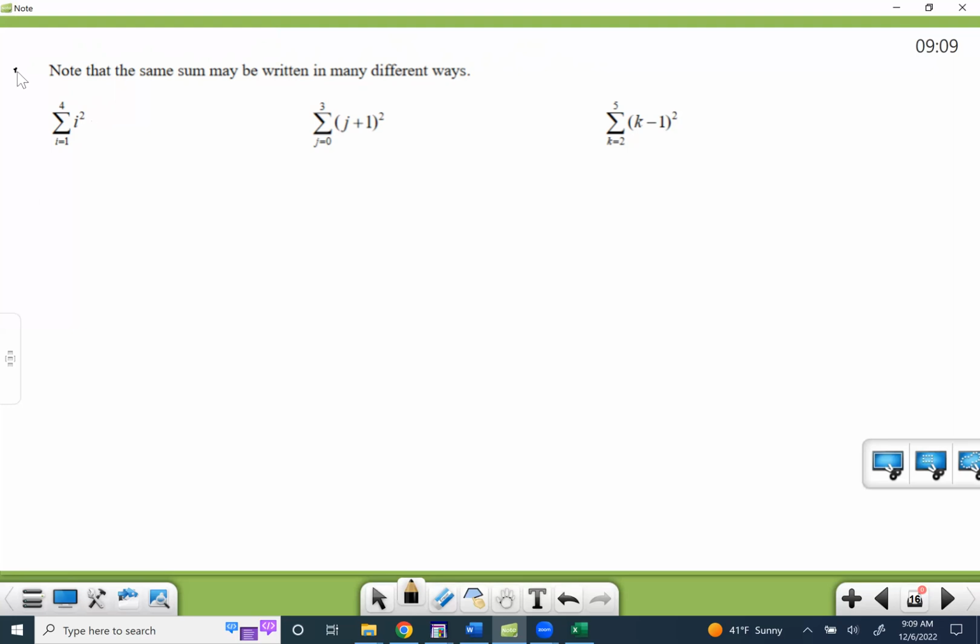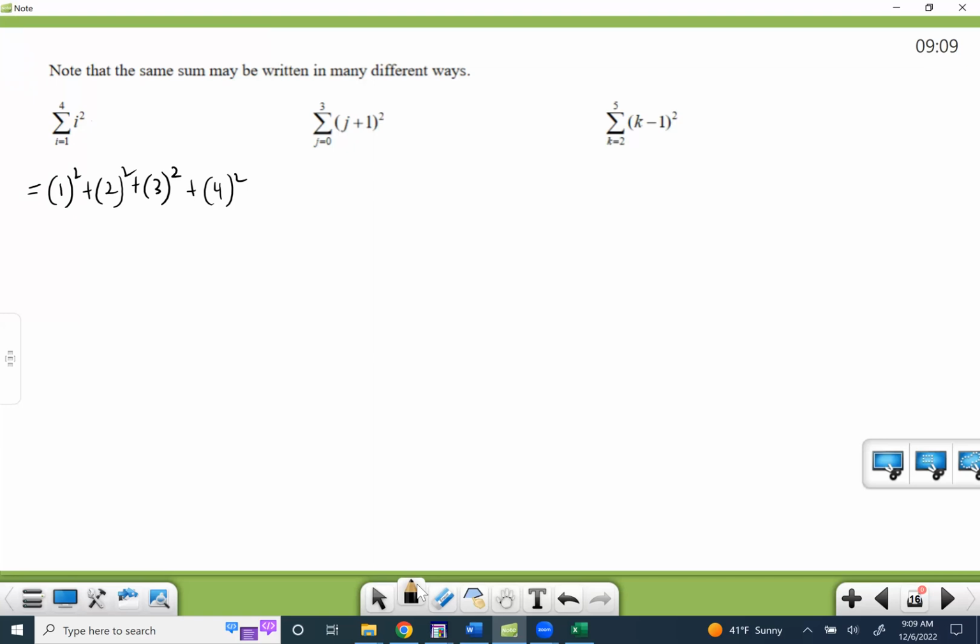So for this one down here, you're going to plug in 1 first. You're going to plug in 2. You're going to plug in 3, and you're going to stop at 4. I'm not going to do the math. I'm just going to leave it like that because we just want you to see that these are the same.